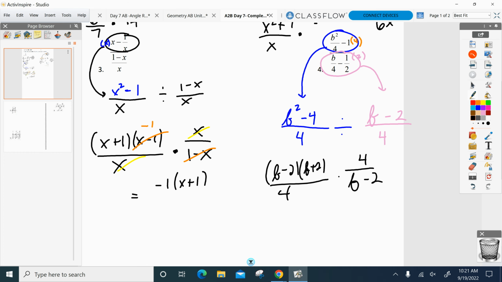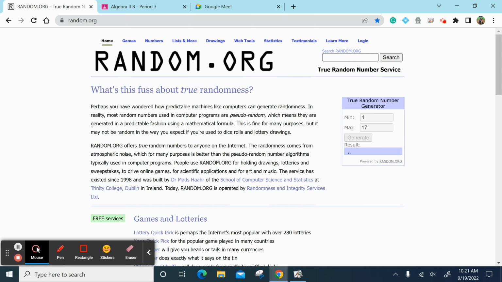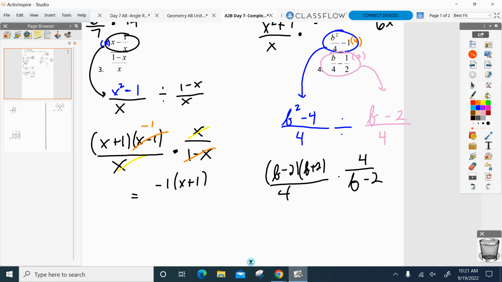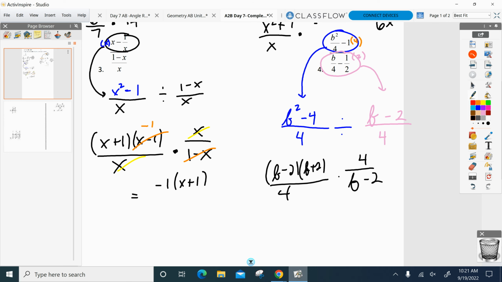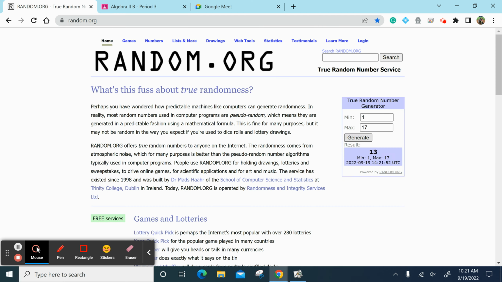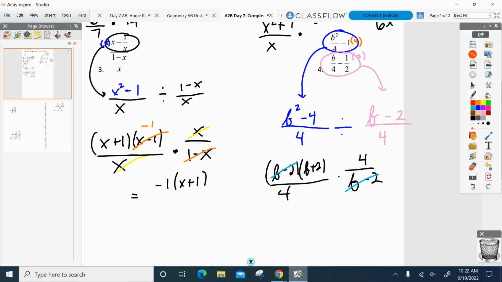All right, cross these bad boys out somewhere. I could use a little help crossing out. B minus 2. Anything else we want to cross out? 4 and 4. Yep, 4s can go. So our final answer, little b plus 2.